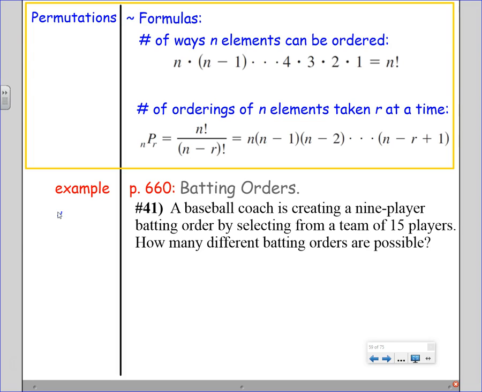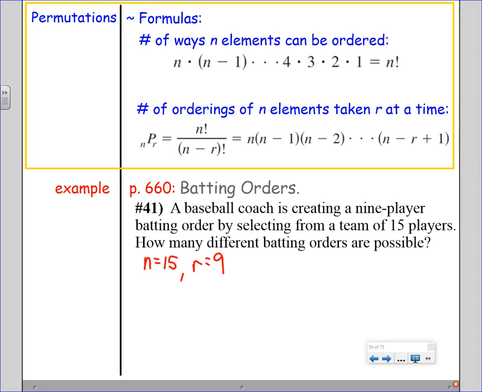how many total players are we dealing with? Let's see if it works better on this half of the page. Because they're creating a 9-player batting order, but they have 15 total. So we could say for this example, N is equal to 15, but what's R?